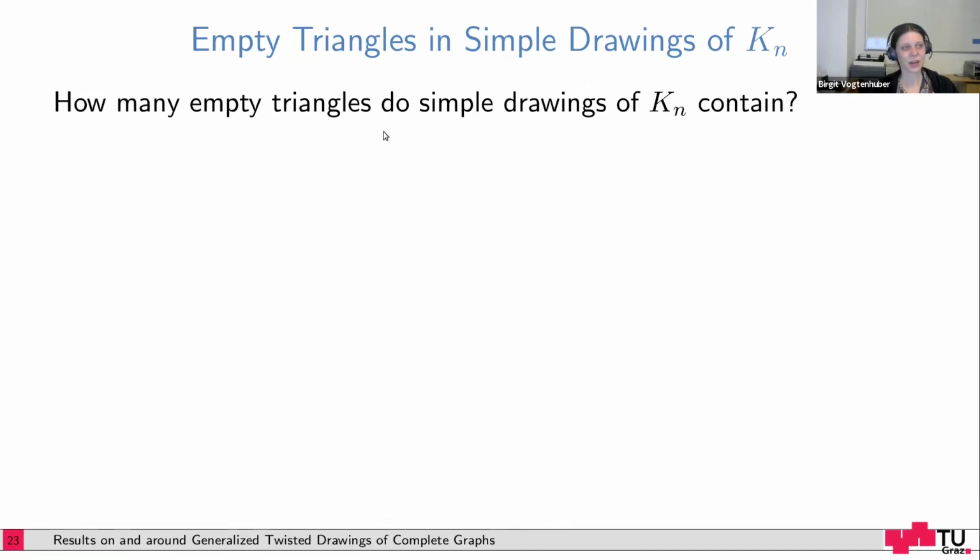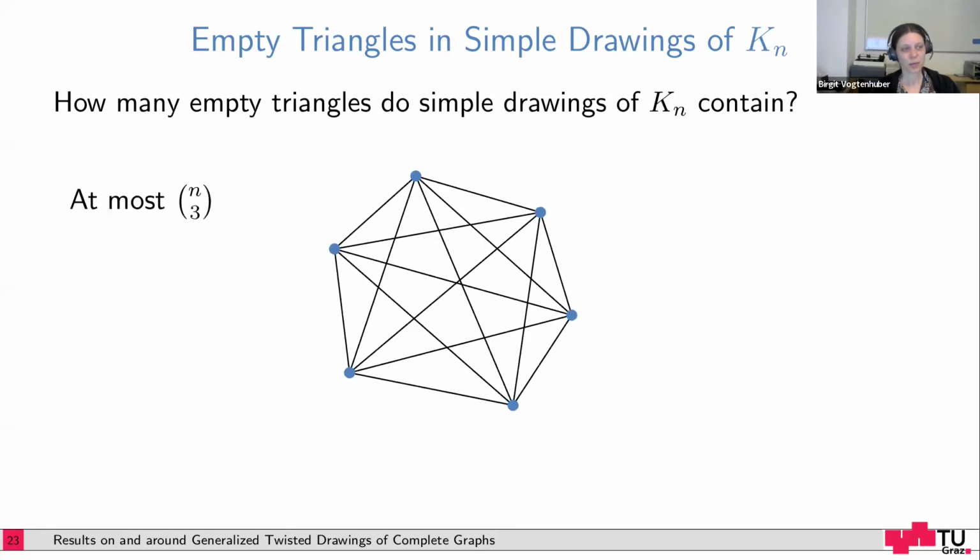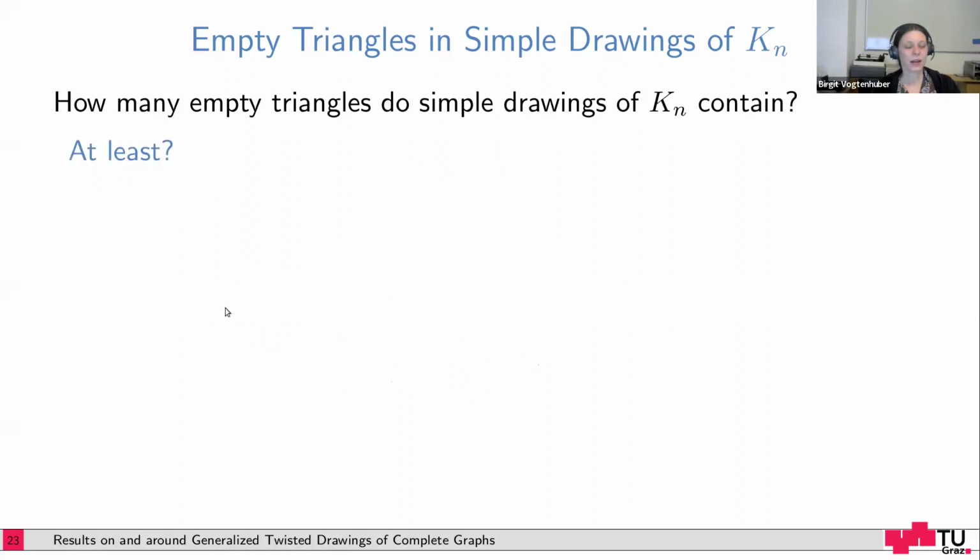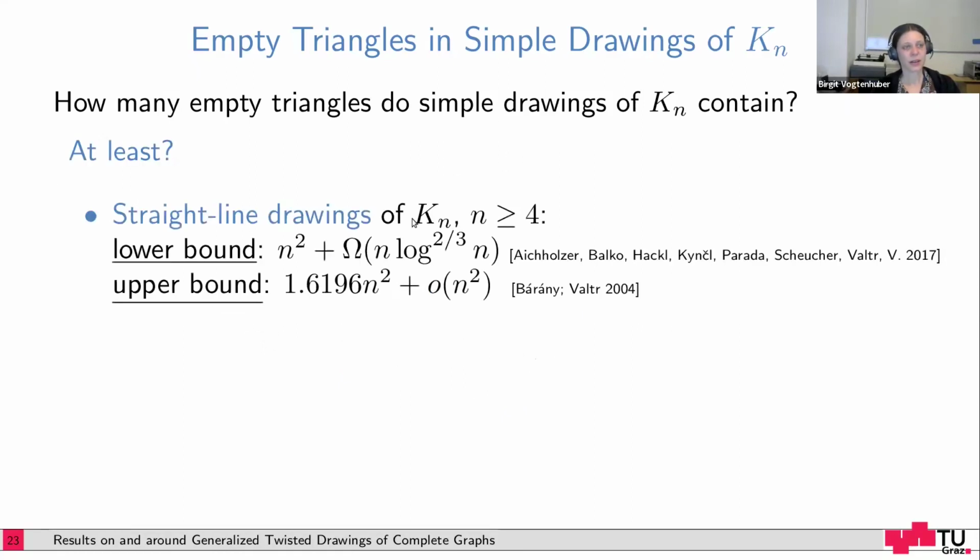The big question is how many empty triangles does a simple drawing of the complete graph contain? An obvious upper bound is n to the 3. If we take the points in convex position and a straight line drawing, every triangle is empty. As for lower bounds, I already said straight line drawings always have at least order of n squared many empty triangles. That's the currently latest bound.